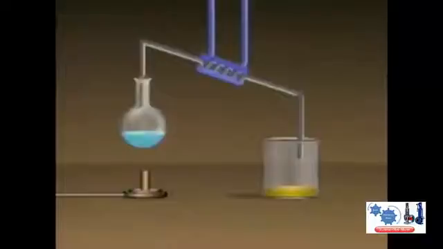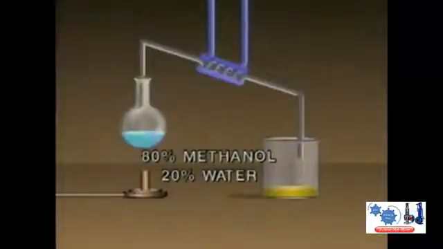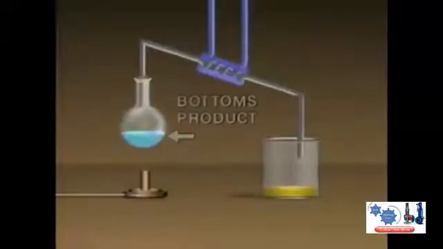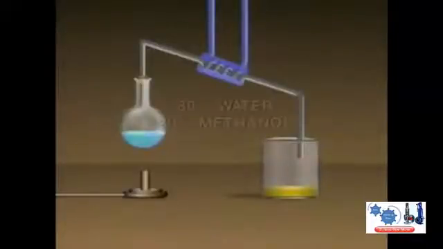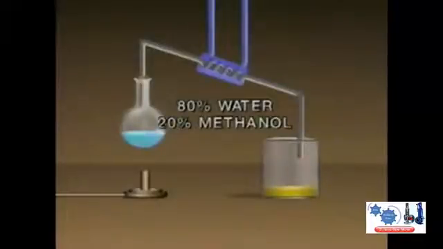In this example, the overhead product contains approximately 80% of the lighter, low boiling point substance, methanol, and 20% of the heavier substance, water. The liquid that's left behind is called the bottoms product. The bottoms product in this example contains approximately 80% of the heavier, high boiling point substance, water, and 20% of the lighter substance, methanol. So you can see that a single batch system does not produce a pure separation. In other words, the overhead product contains some of the heavier component, and the bottoms product contains some of the lighter component. This can be referred to as overlap.